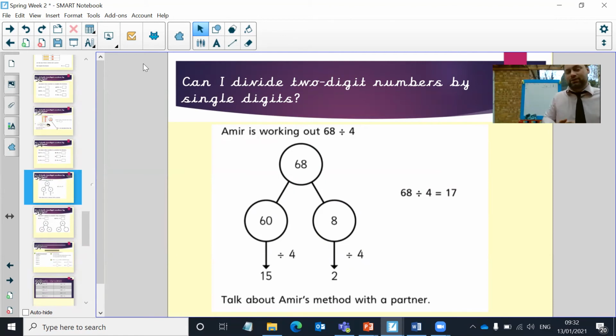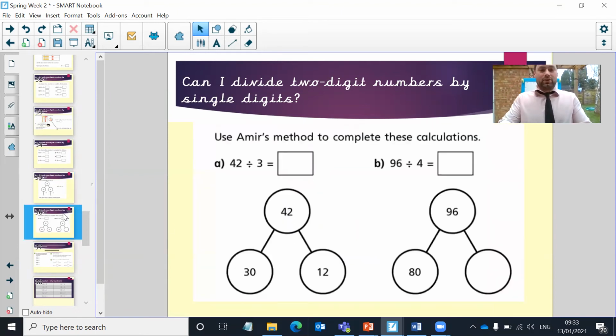And what Amir's done here, you can see, so 68, he's got 60, and then he's got 8. He's then divided each part by 4. So he's done 60 divided by 4 to give him 15, and then he did 8 divided by 4 to give him 2. He then has to add these two values together to give him the total of 68 divided by 4. So 15 plus 2 is equal to 17. So have a little think about this method and see how it works for you.